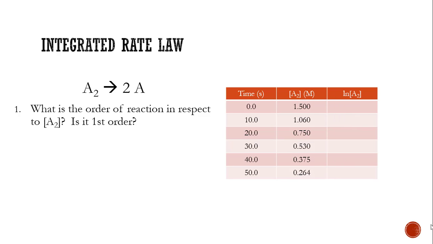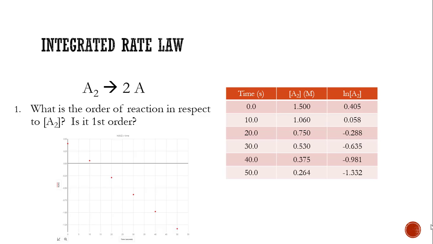There are 3 ways to get the correct answer. But in any case, you're going to need the natural log of the concentration of A sub 2. So you plug those into the calculator to get these values. You can graph the data, and you note that that's definitely a straight line. So you would say, yes, this is first order.